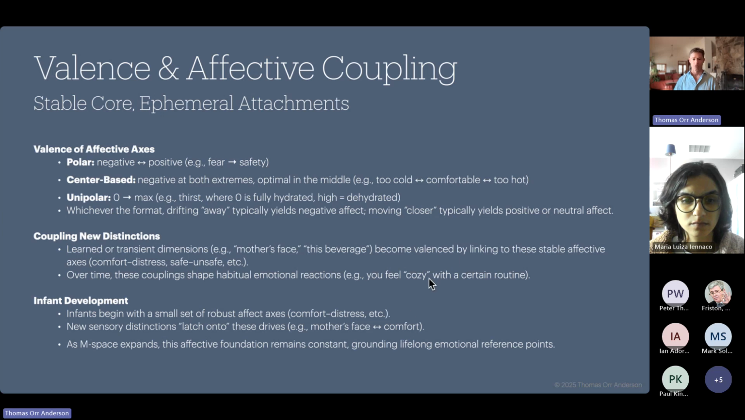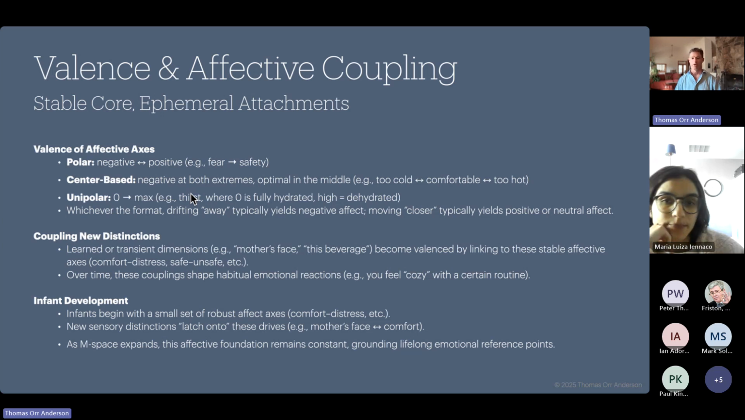So valence: as you consider different affective axes, they come in different flavors, so to speak. Some are polar, extending from negative to positive. Some are center-based, with negative at both extremes and optimal in the middle. Some are unipolar, so they go from nothing to max, such as thirst, for example. And as new distinctions are learned, again, I'm proposing that they are coupled to these core dimensions. So dimensional coupling being very central to this framework.